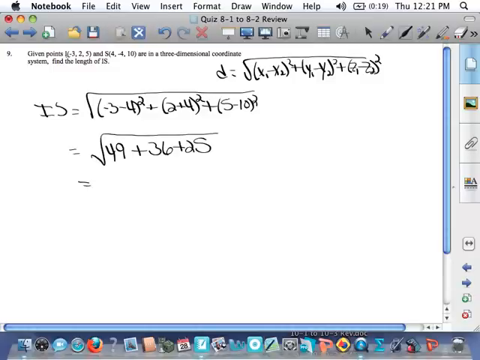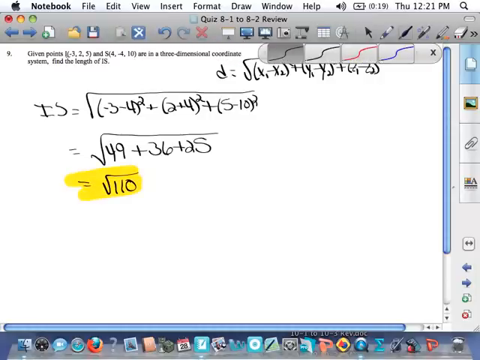So the distance is equal to the square root of 110. That's not divisible by 4 or 9, so that's probably already in its simplest radical form.